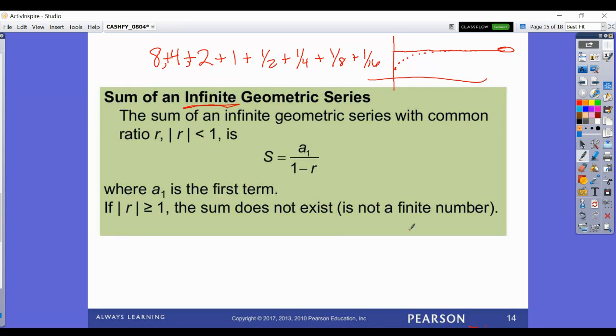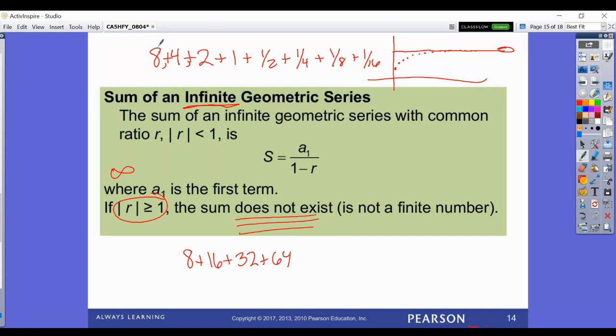So I'm looking for that number. It's different for each series. If these numbers are getting bigger and bigger, if I did 8 plus 16 plus 32, double, double, double, this is getting huge. There is no limit. So in order to find the infinite one, and this is also on your formula sheet, you just got to look for the one that has an infinity sign. If the r value is bigger than 1, then it does not exist.